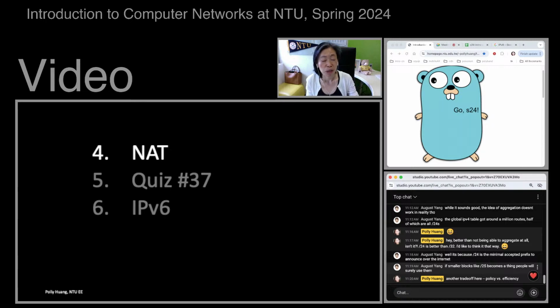Now, we go on to the second set of topics today: NAT and IPv6. These 2 topics are all about addressing a very serious issue, the IP address space shortage problem. We don't have enough IP addresses. All right. So let's check out the first solution called NAT, Network Address Translation.